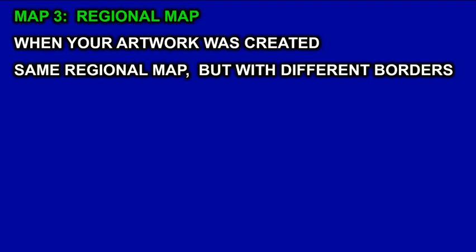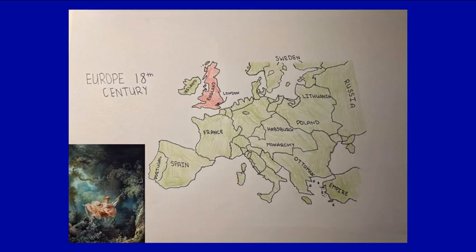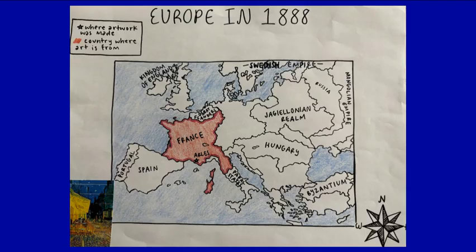And then the third map is the same regional map, but when your artwork was created. It'll have different borders. So here's an example. A student did the regional map with the current borders and then with the borders then. You can see that the area is a little bit different, the area where it was from. It was a different country then. Here are some of the older ones. So France in 1888 looks different than France now.